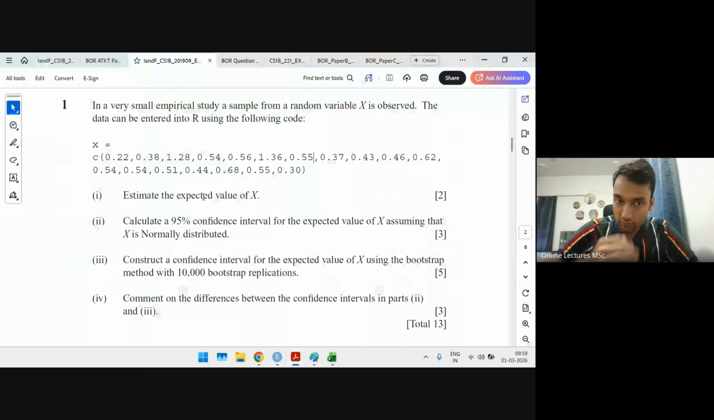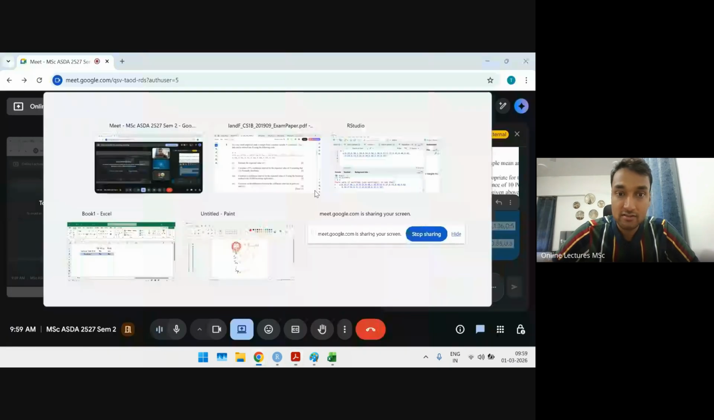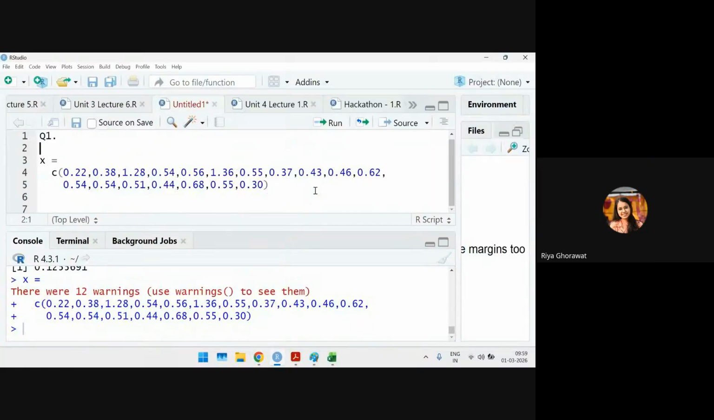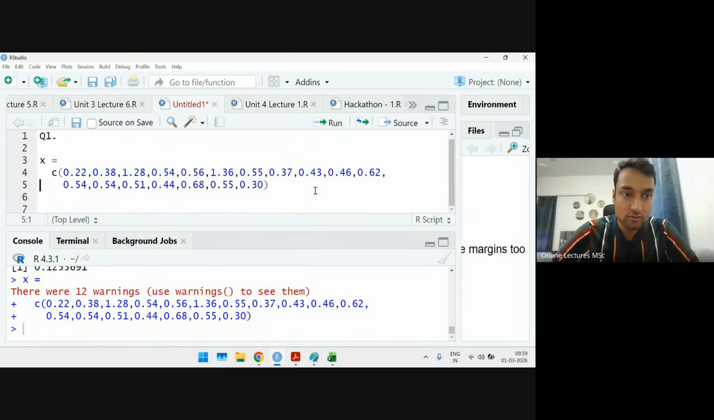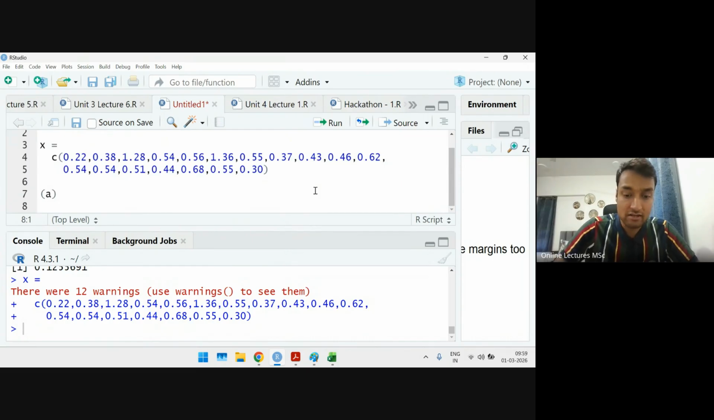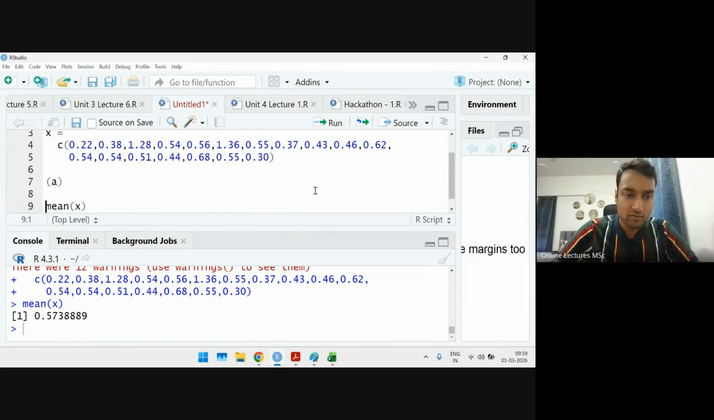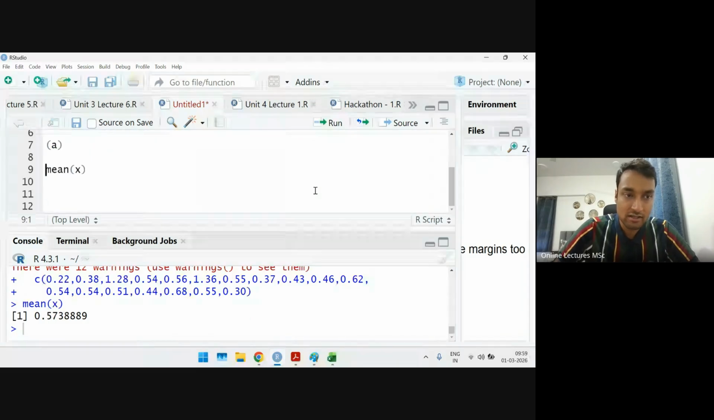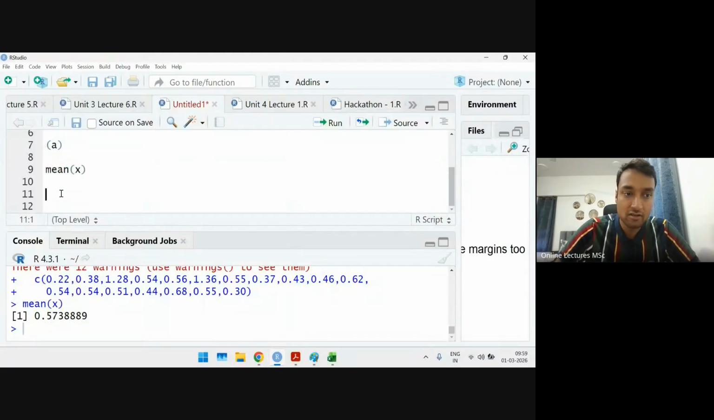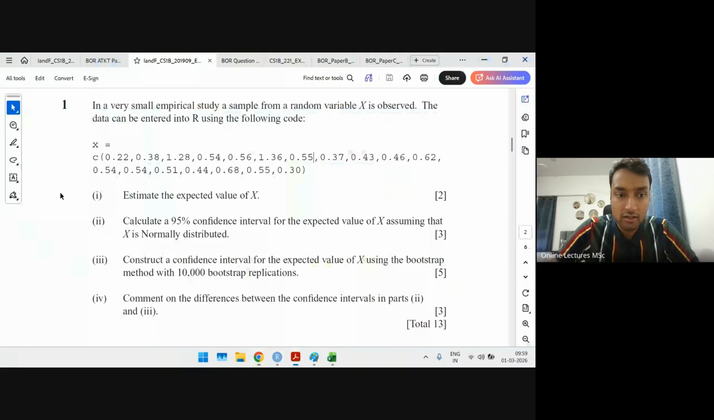The very first question says estimate the expected value of x. How do I find the expected value of x? Mean of x. Absolutely right. Expected value is nothing but the average value, that is simply the mean of x. So that's the a sub part, nothing else required. You have an answer of 0.57388. You're good to go. Nothing to worry about on that.